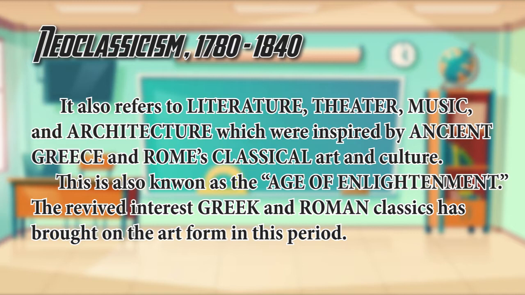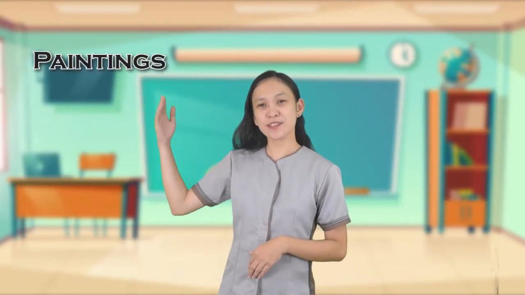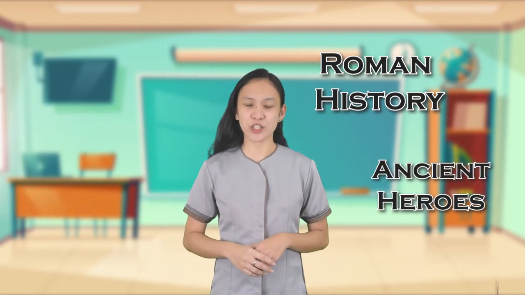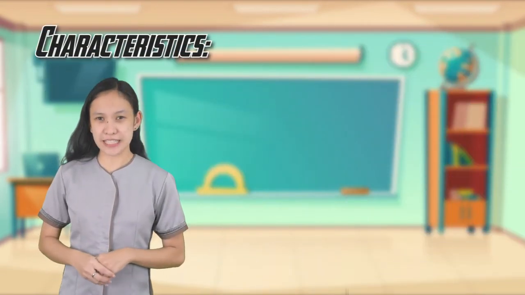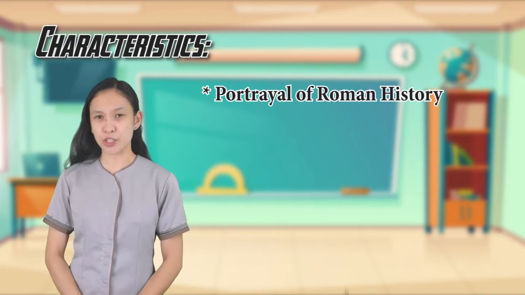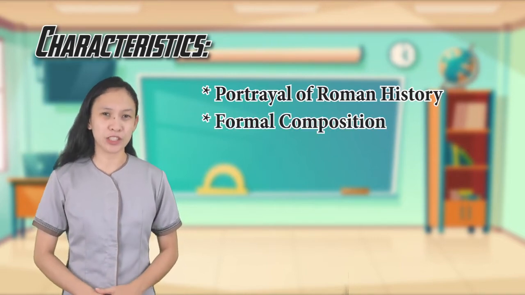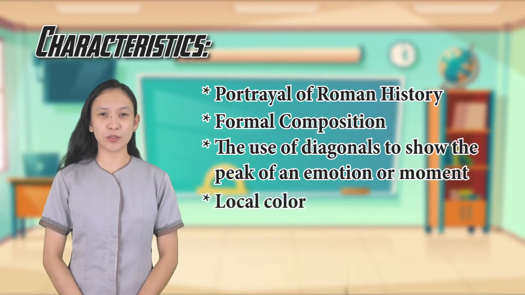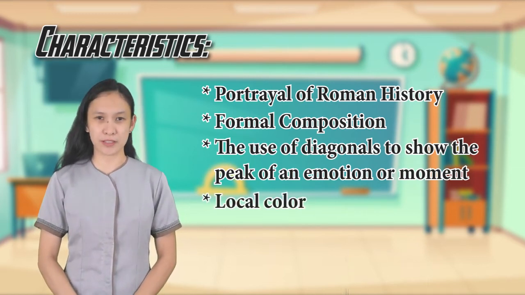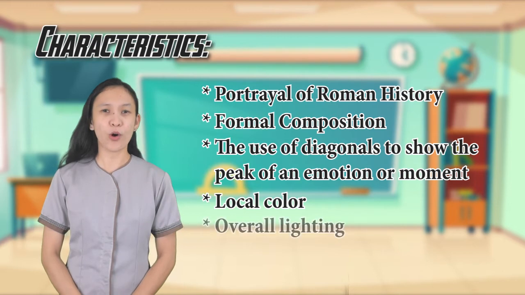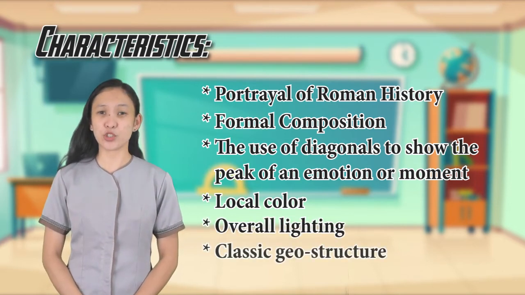The revived interest in Greek and Roman classics has brought on the art form in this period. Neoclassical works of art such as paintings, sculptures, and architecture typically depicted Roman history that exalted the ancient heroes. Characteristics: portrayal of Roman history, formal composition, the use of diagonals to show the peak of an emotion or moment, local color, overall lighting, classic geostructure.